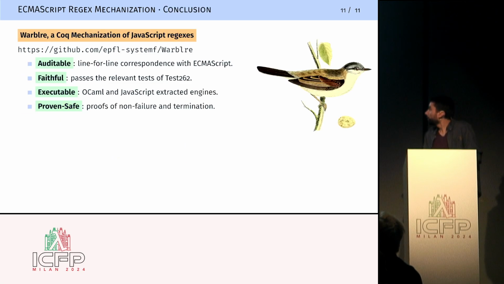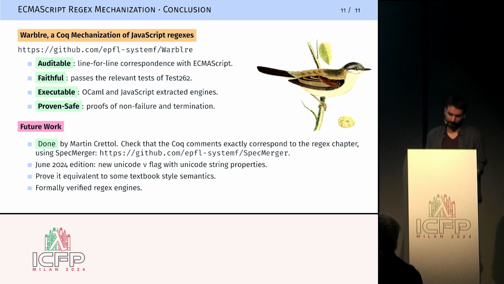So this has been Warbler, our Coq mechanization of JavaScript regexes, closely following the ECMAScript standard. And so we have really prioritized auditability and faithfulness. We are really close to the original official document. Of course, we can execute it, and we have been able to prove properties about JavaScript regexes.